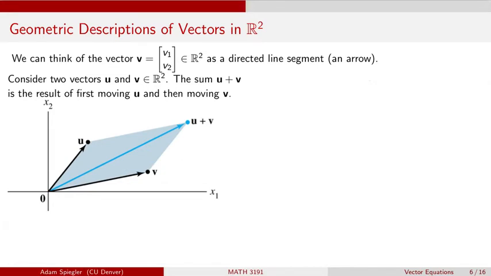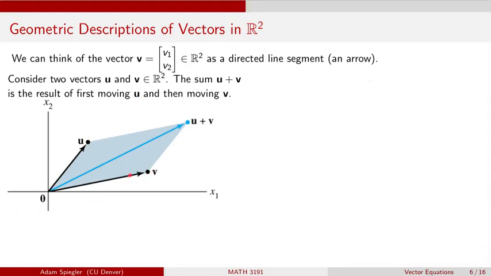Recall when we added two vectors, we needed them to have the same dimension. So if I have two vectors u and v in R2, then we could compute the sum by adding up u1 and v1 and then u2 and v2. But let's see what that would look like in the plane. So I've got this vector v and I've got this vector u over here.